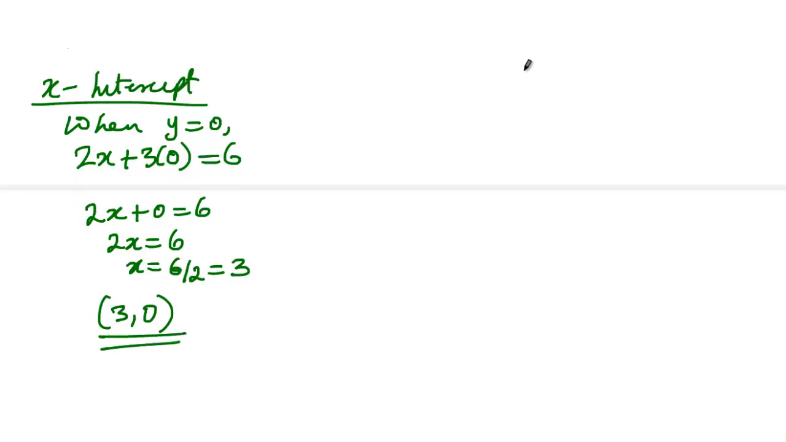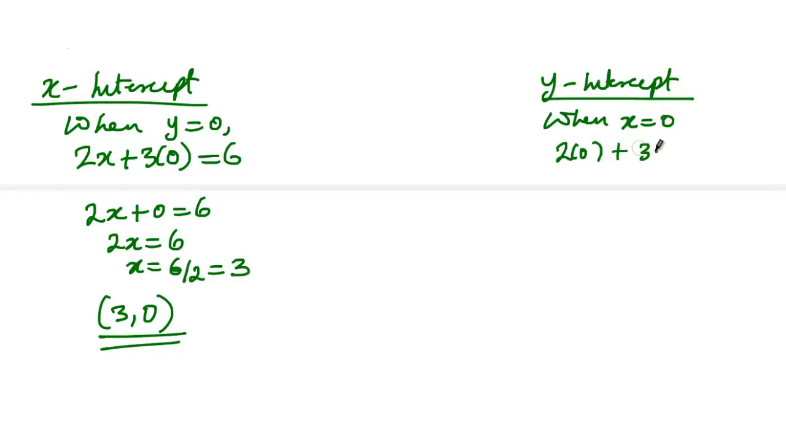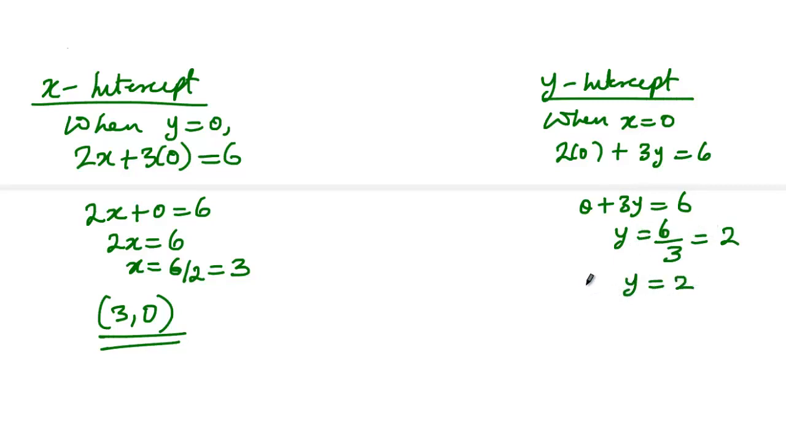So let me use this side for the y-intercept. The y-intercept is basically the value of y when x is equal to 0. So you now say when x is equal to 0, then we have 2 into bracket 0 plus 3y is equal to 6. 2 times 0 is 0, plus 3y is equal to 6. So y is equal to 6 over 3. 6 divided by 3 will give us 2. So y is equal to 2. So in that case, in coordinate form, the y-intercept can be written as 0, 2. So this is the y-intercept, while this is the x-intercept.